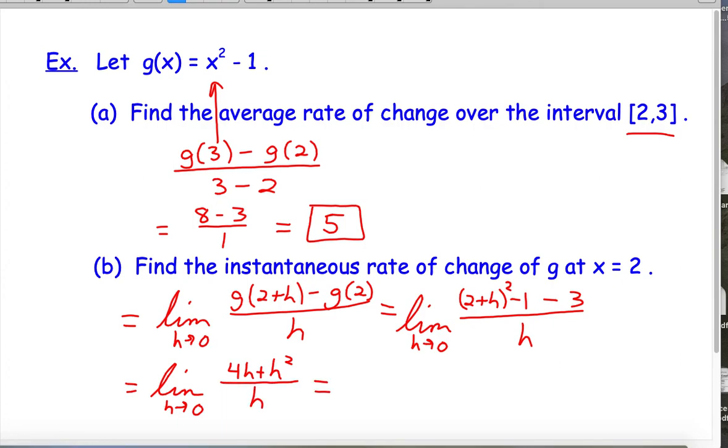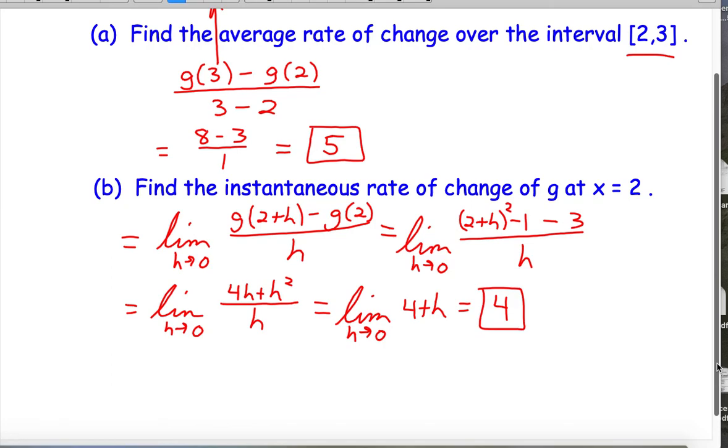And then if you factor an h out of the top and cancel with the h in the bottom, you'll be left with the limit as h approaches 0 of 4 plus h. And now I can plug in 0 for h to get my limit, which is 4. And so that's the instantaneous rate of change at 2.